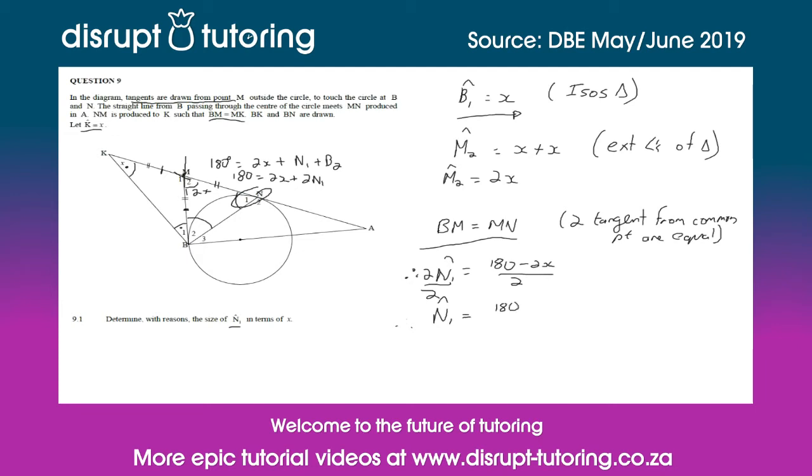180 minus 2x over 2. Take out a common 2, so it equals 2 times (90 minus x) over 2, and that's going to cancel. So therefore N1 equals 90 minus x. Of course, that's 90 degrees. Moving on.